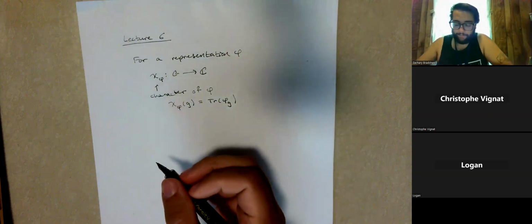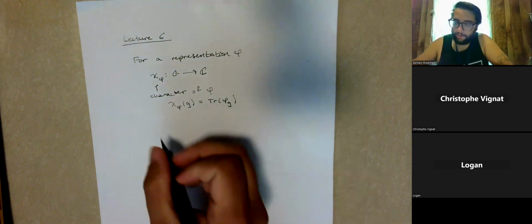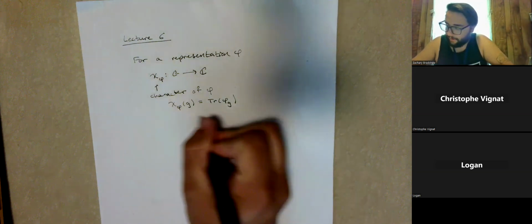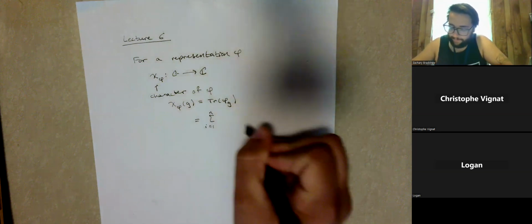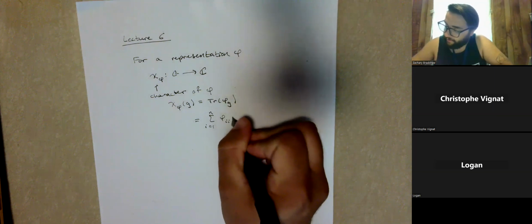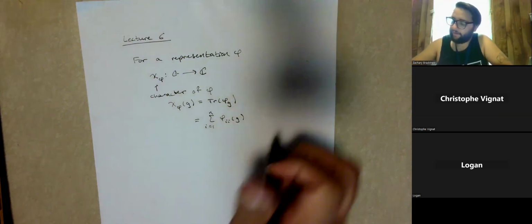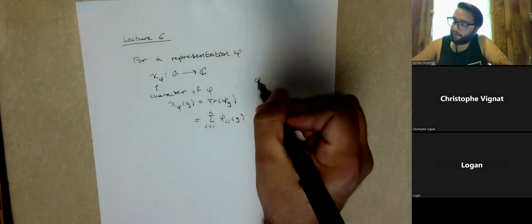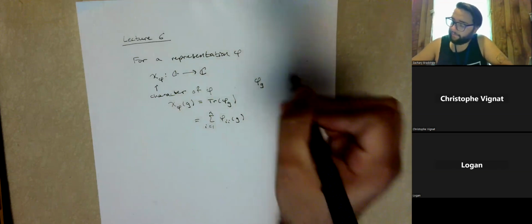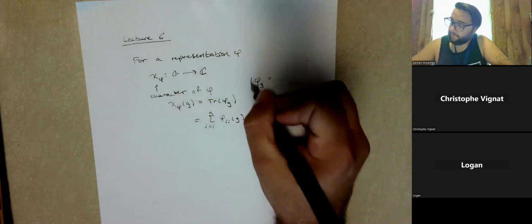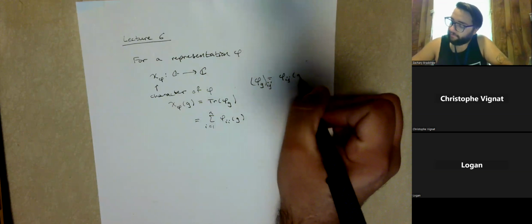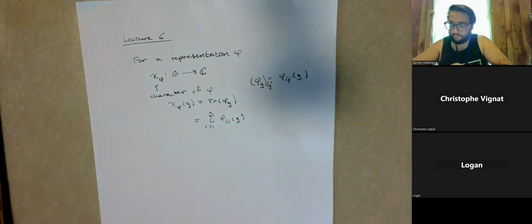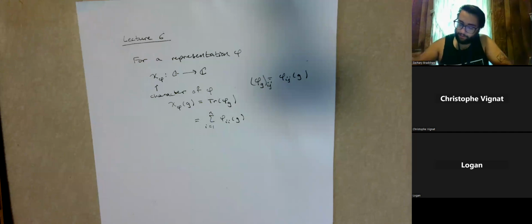So maybe just a couple of remarks before I continue. Another way of writing this is the sum from i equals 1 to n of phi ii of g. Remember, we identified the components of the matrix phi g with ij. We called this phi ij of g.